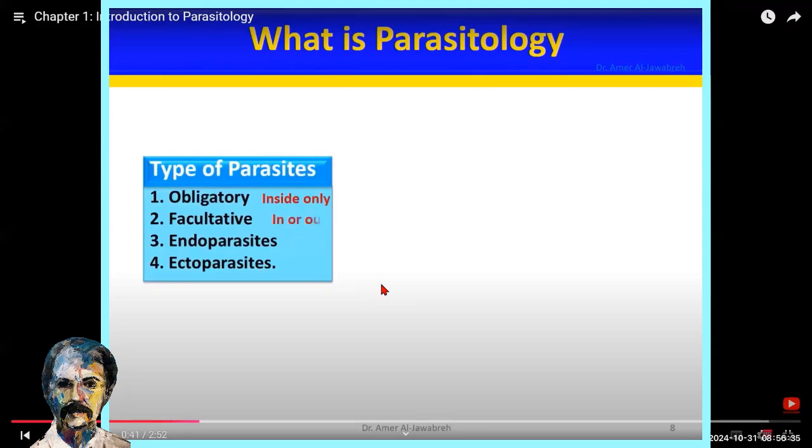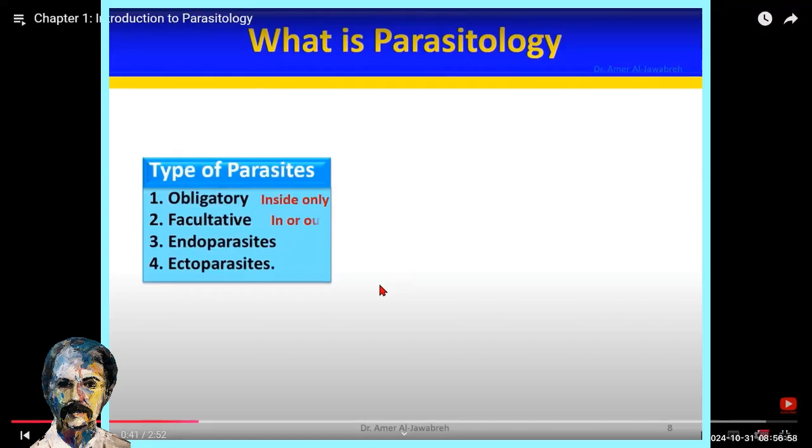Obligatory, for instance, a parasite like Entamoeba. Entamoeba gets inside us, and then it starts multiplication and nutrition and so on. And when it goes outside, it dies. Of course, some of them will take another form which can resist the environment, which is the cyst. We'll talk about this in the next chapter.